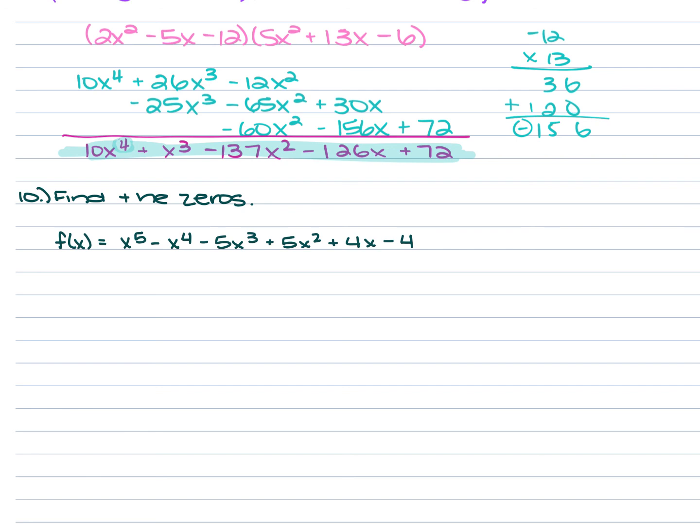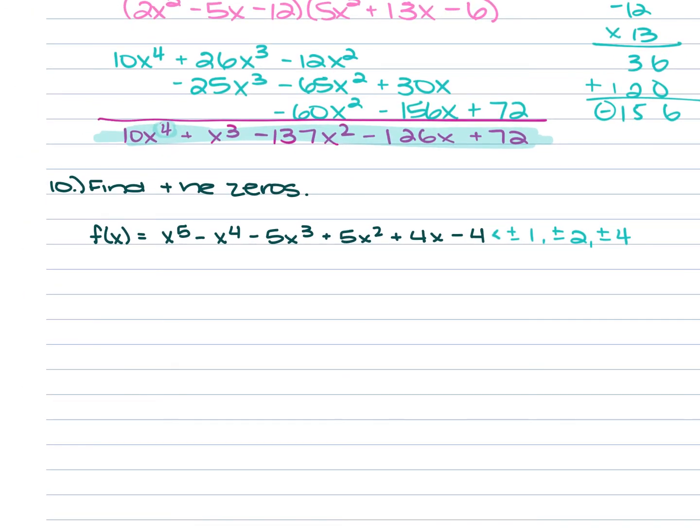Find your factors of your constant, which is that -4, and use those numbers to try it with synthetic division to find the one that gives you a 0 as your remainder. Your factors of 4, or -4, are plus or minus 1, plus or minus 2, plus or minus 4. If we try 1, we are going to have the 1 in our box. On the other side, we're going to have 1, -1, -5, +5, +4, and -4.